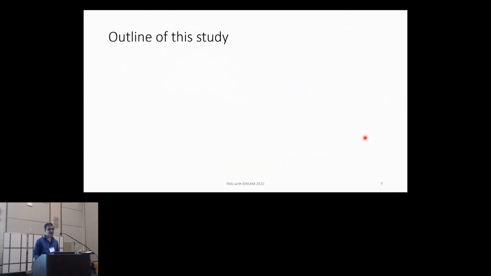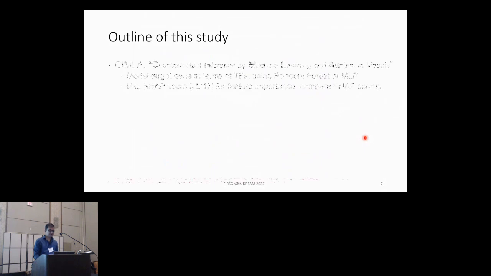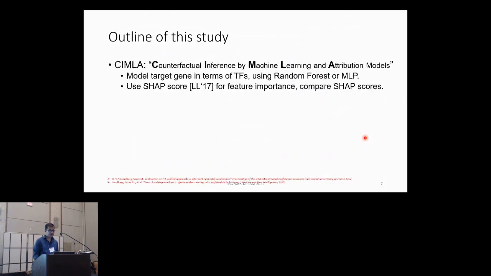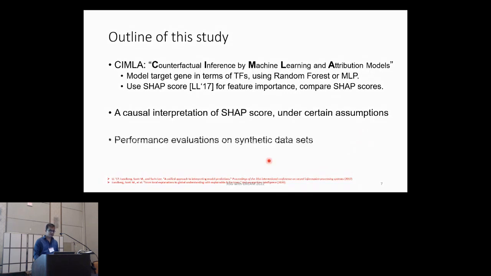In this talk, I will present Payam's method called SIMLA, motivated by these ideas. SIMLA models the target gene in terms of TFs using machine learning models such as random forest or neural network, and then uses the SHAP score of Lundberg and Lee for feature importance and directly compares these SHAP scores between the two data sets or models. Along the way, I'll try to present the SHAP score as a causal or mechanistic measure of TF influence on a gene. I will show some performance evaluations and a case study on a real data set.